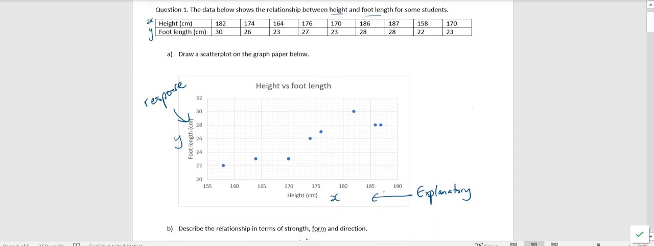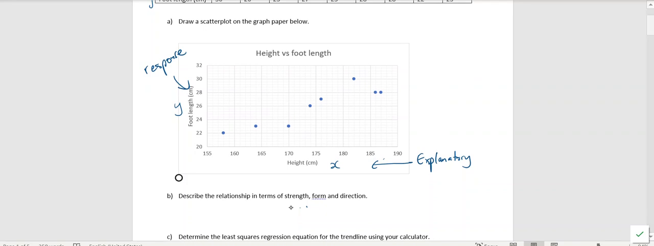Hopefully we're okay that usually we go X on top, Y on the bottom, so the height's going on our X-axis, and foot length is going on our vertical or Y-axis. It makes a little more sense that height is our explanatory variable, and that the foot length is in response, so this is our response variable to your height. So I'm going to press on and let's describe the relationship in terms of strength, form and direction.